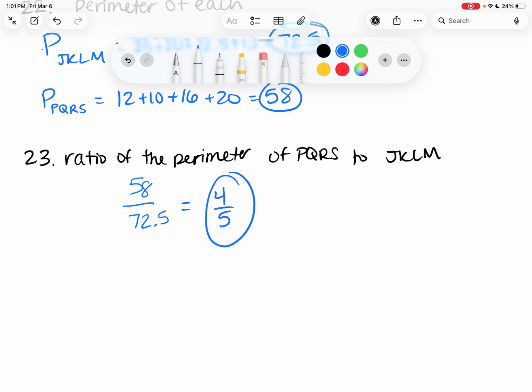Because it took me a minute to figure out what I needed to divide by to get this to be 4 over 5. I know it's supposed to be 4 over 5, but what do I have to do? If you divide each of them by 14.5, then you get 4 for this one and 5 for this one. Which does make sense, but it just took a little bit to figure out what the number was.